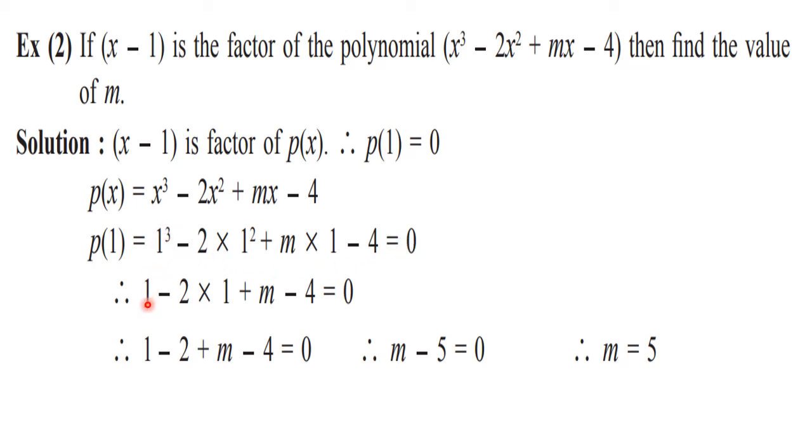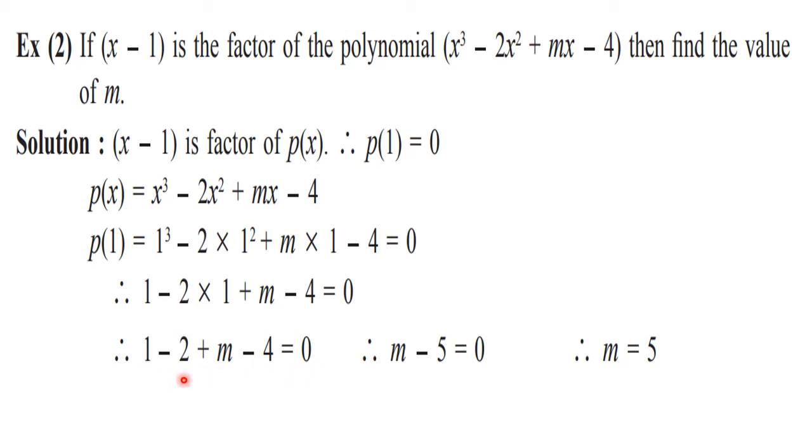So 1 cube is 1, minus 2 as it is, again 1 square is 1, m into 1 is m, and minus 4 as it is, that is equal to 0. Again see, 1 as it is, minus 2 into 1 is minus 2, then m as it is and minus 4 as it is equal to 0. Now you can solve it.